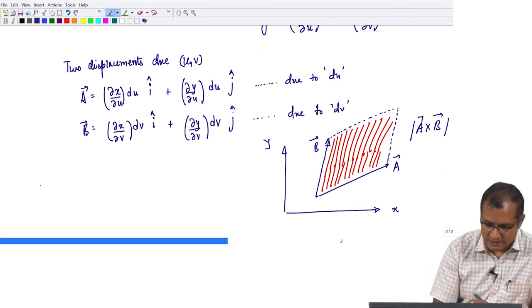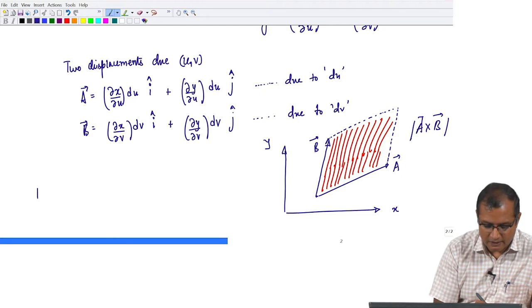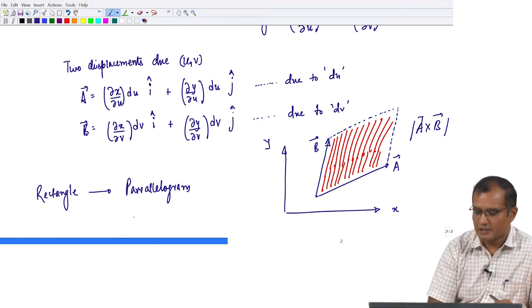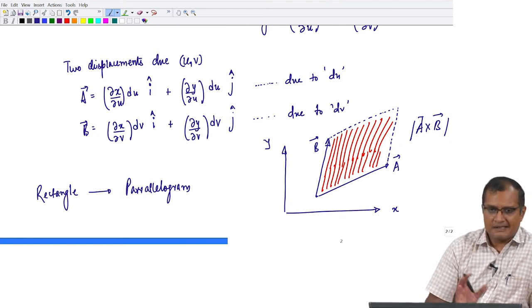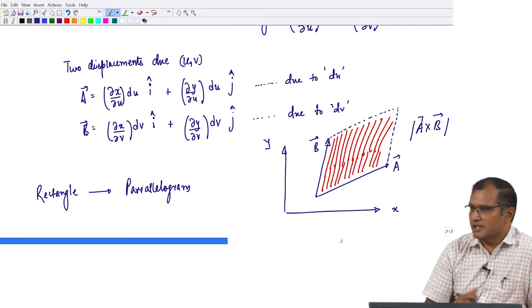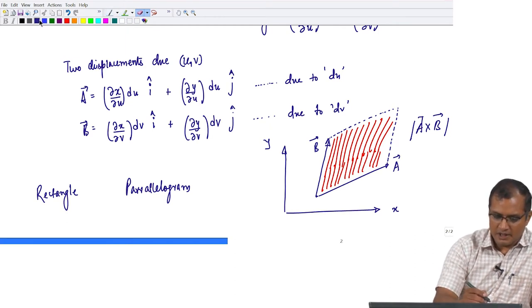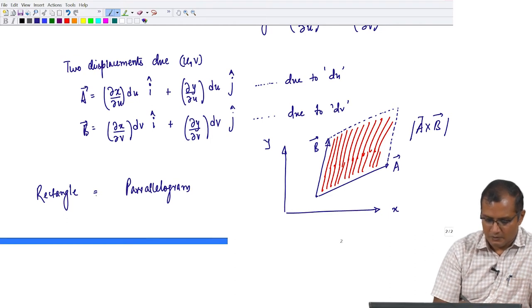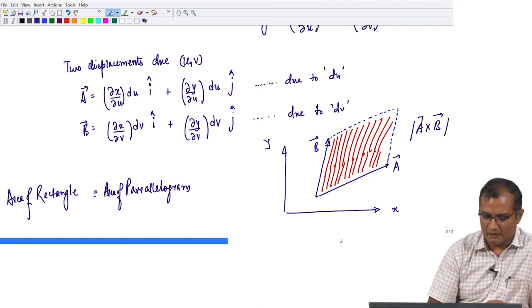So, in terms of the coordinates, what I have done essentially is that I have transformed a rectangle into a parallelogram. Okay. So, either I can work in terms of x, y, then my total area swept is dx dy, or I can compute A cross B, that is the area, both are the same. So, this is basically equal to the area of a parallelogram, okay. So, area of this is equal to area of the parallelogram.